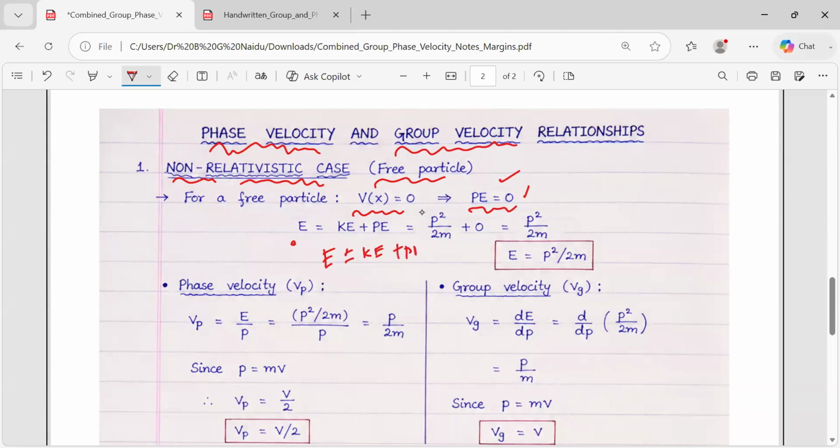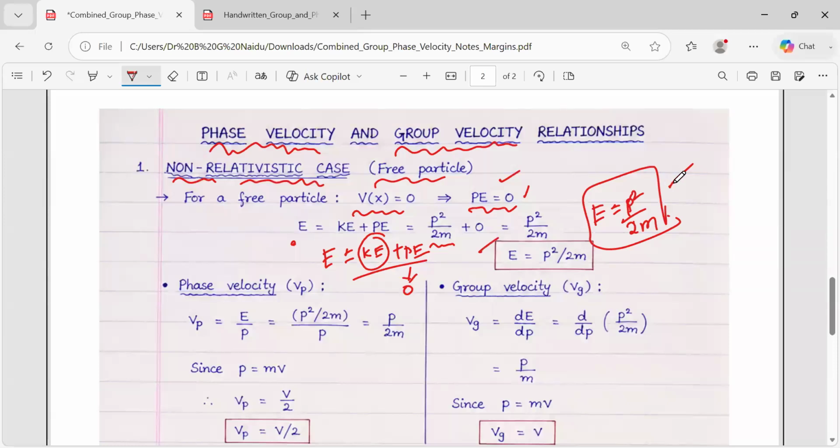plus potential energy, right? So in this case, for the free particle, it will have only kinetic energy, so the potential energy will become zero. Then the total energy will become p square by 2m. So total energy can be written as equal to p square by 2m.